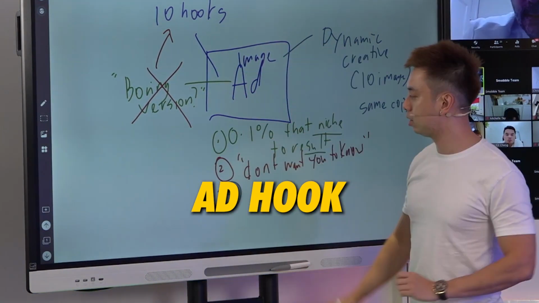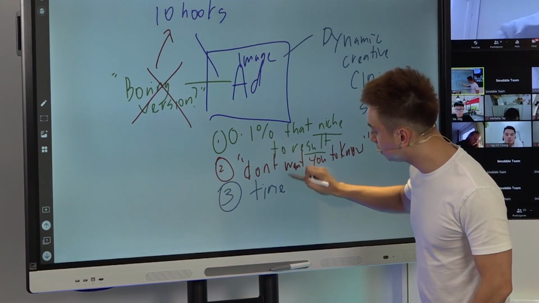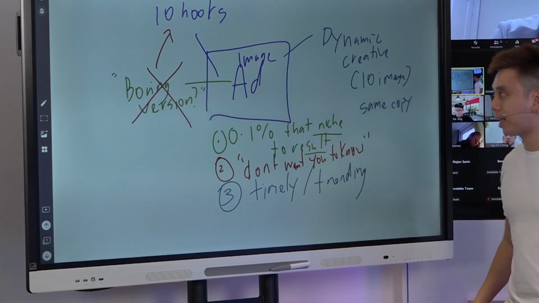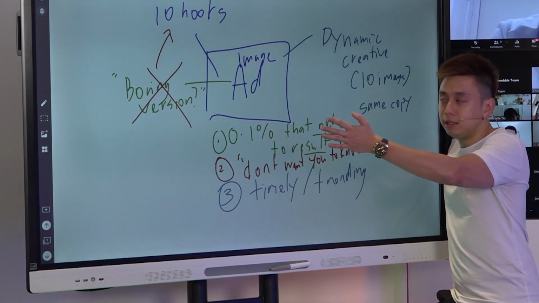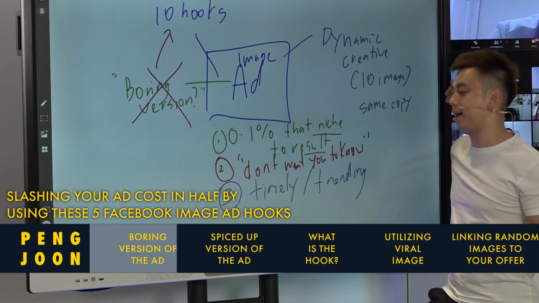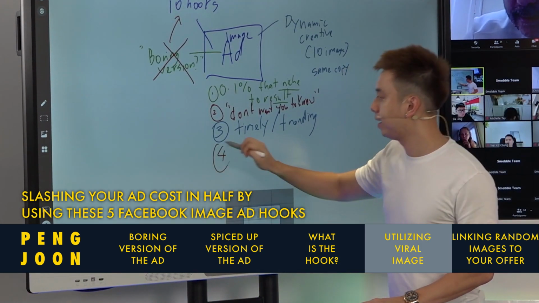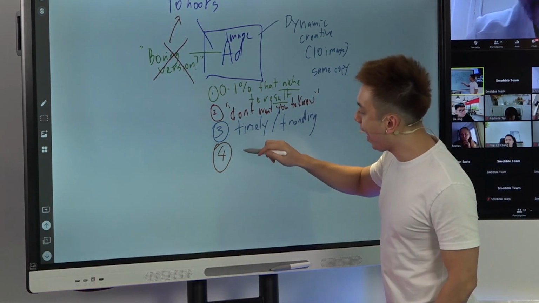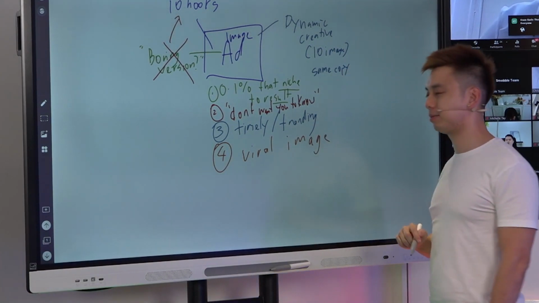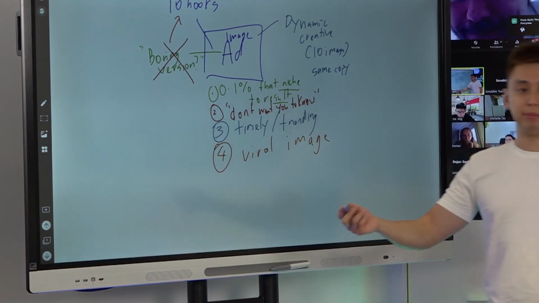An ad hook could be something that is timely or trending right now. Right? Can you ride on something that is going on in your specific market, where to them it's like, oh man, yeah, that makes sense. Okay, number four is to take any type of viral image and then run it as an ad. Okay. World Cup. There you go.